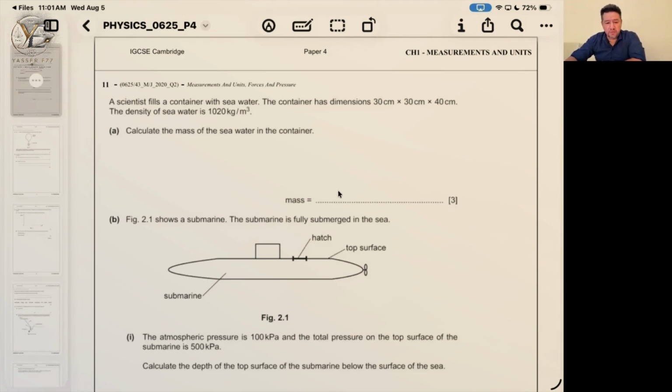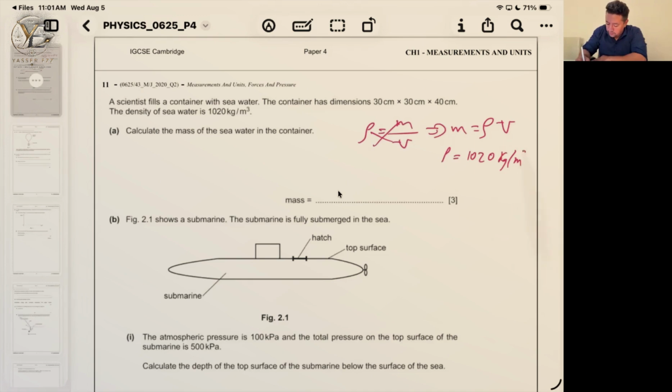We know there is a link between density, mass, and volume. The dimensions give us the volume, and of course we have the density. We can find the mass easily by using this equation: density equals mass over volume. Rearranging the equation, making mass the subject, mass equals density times volume. We have the density already: 1020 kilograms per cubic meter, and the volume will be length times width times height.